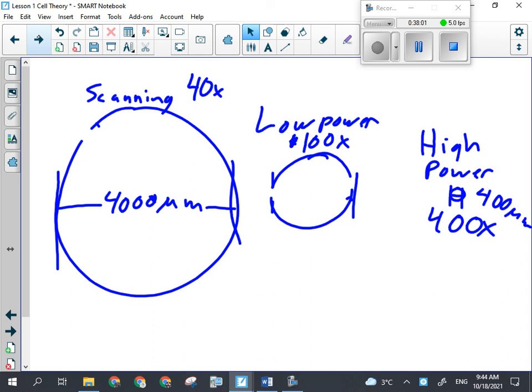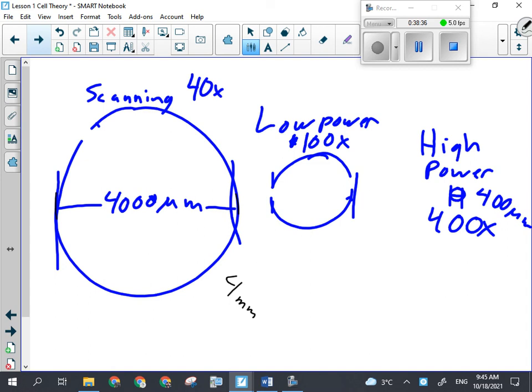Okay, so as I was saying before, your scanning power lens is your lowest magnification but largest field of view. Field of view means how big is the circle, or how big of an area can we see through that particular lens. So when I'm looking through the scanning power lens, I'm magnifying 40 times, and my field of view, the diameter, is 4,000 micrometers. To give you an idea, that's 4 millimeters. So the distance from one side of your field of view to the other is 4,000 micrometers.